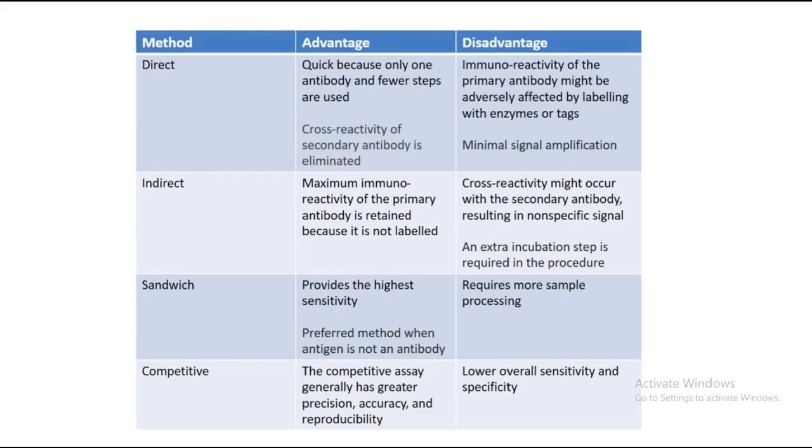An advantage of a sandwich ELISA is that it provides the highest sensitivity, because on the one hand you have the capture antibody binding the antigen, and you also have a detection antibody binding to the antigen. It's a preferred method when the antigen is not an antibody. So it's the preferred method if you're not looking to detect antibody present in blood.